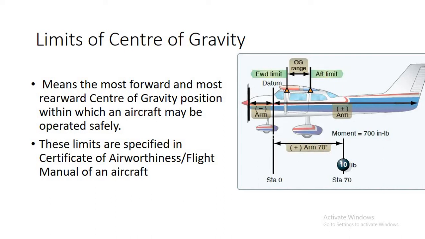That's called the limits of center of gravity. It means the most forward and most rearward center of gravity positions within which an aircraft may be operated safely. So if the CG goes beyond this limit, your aircraft is in an unsafe condition. Remember that. And where do you get these limits of center of gravity? It will be written in your certificate of airworthiness as well as in the flight manual. You can check what the aft limit and the forward limit are. So pilots will always make sure that before takeoff your CG is in this range and it is not exceeded.